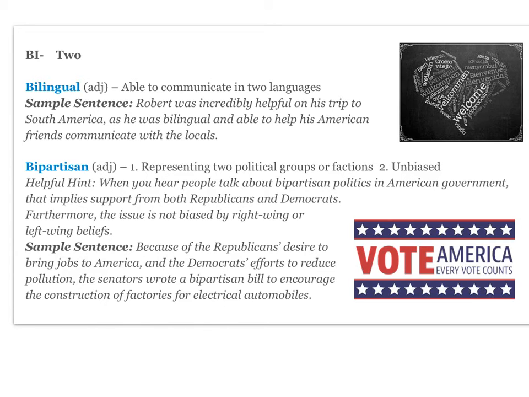Bipartisan is your next word. Bipartisan means representing two political groups or factions, or unbiased. Your helpful hint is when you hear people talk about bipartisan politics in American government, that implies support from both Republicans and Democrats. So bipartisan, right, two parties both agree on something.